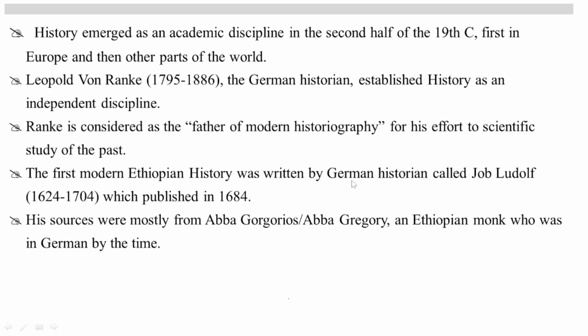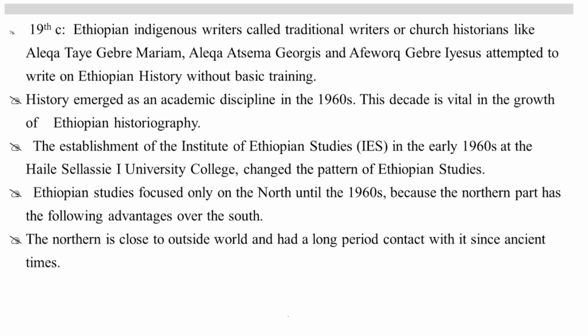But in 1684 he published this book, known as Historica Ethiopica, the first modern history of Ethiopia. This is the most important one. When writing this history, he took his evidence from Abba Gorigorios or Abba Gorigori, one of the Ethiopians living in that country, and so this is a history of Ethiopian history.